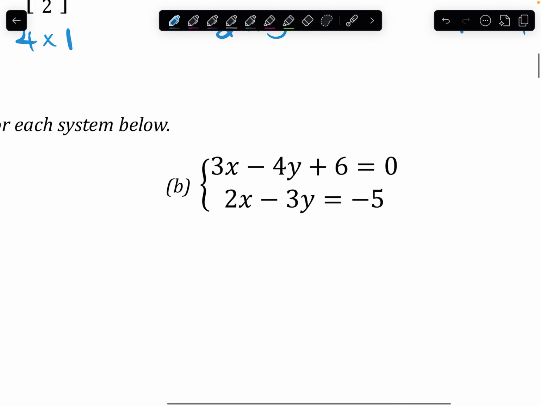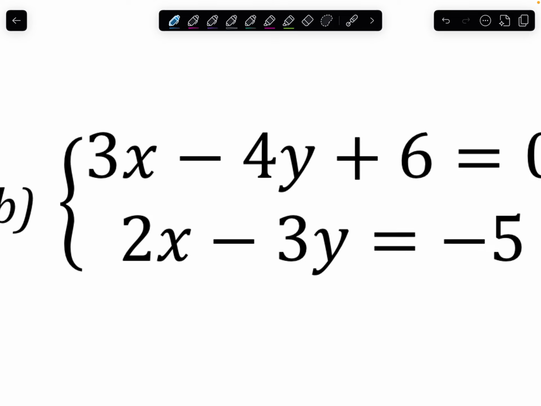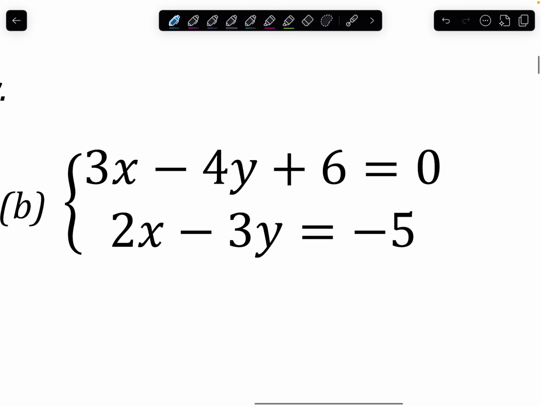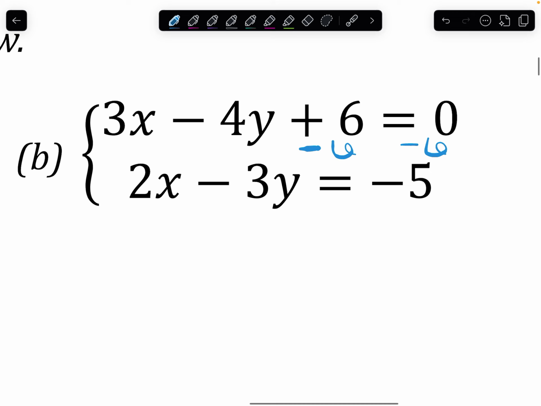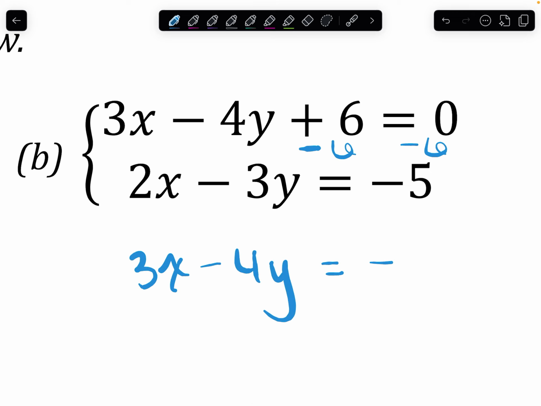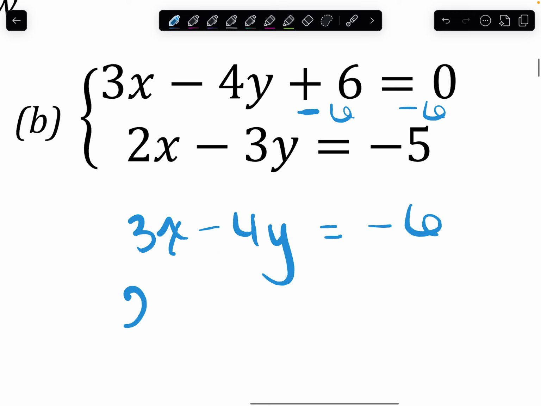Matrix 2. So if I look at these, that first equation is in the wrong format. That 6 is on the wrong side. So I need to move my 6 over. Second equation is good, so I'm just going to copy it.